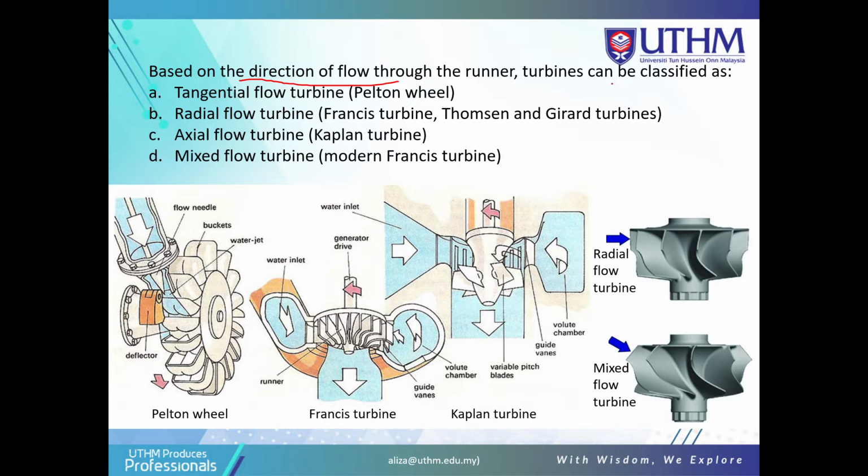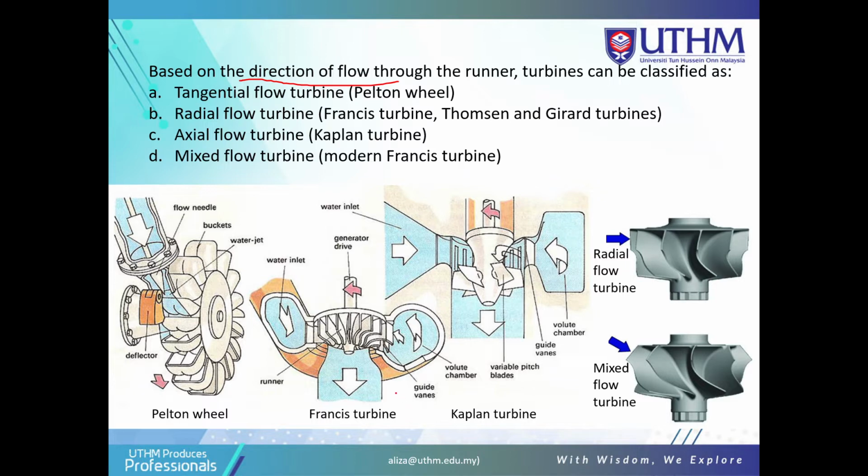The turbine can be classified as a tangential flow turbine, which is the Pelton wheel. A radial flow turbine is the Francis turbine, also Thomson and Girard turbines. An axial flow turbine is the Kaplan. And a mixed flow turbine is the modern Francis turbine, a combination of radial flow and axial flow.